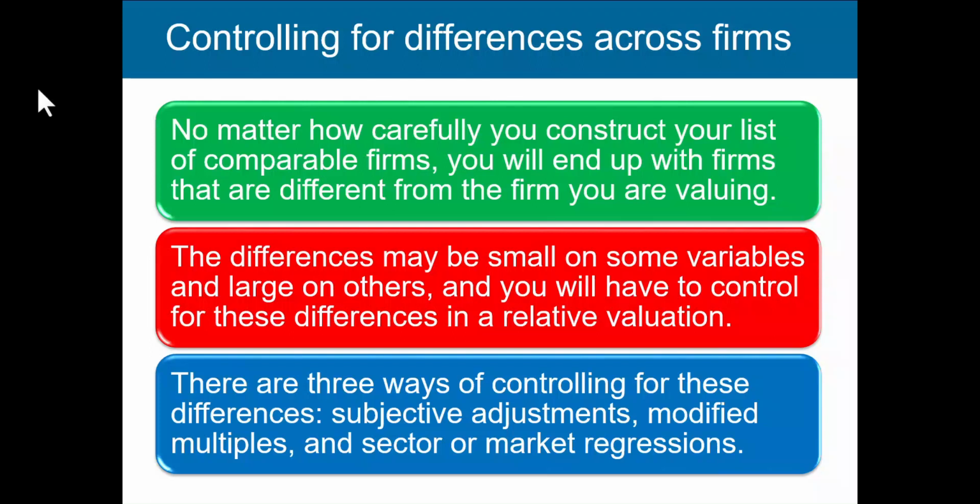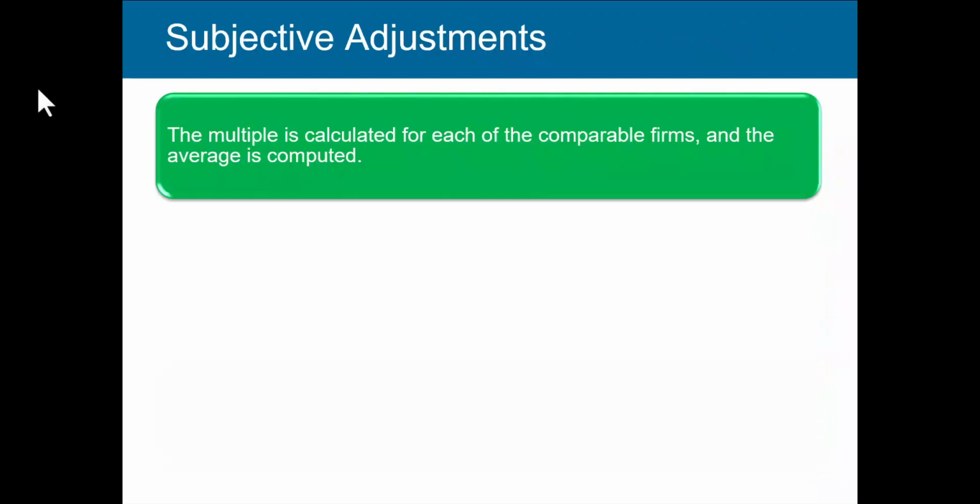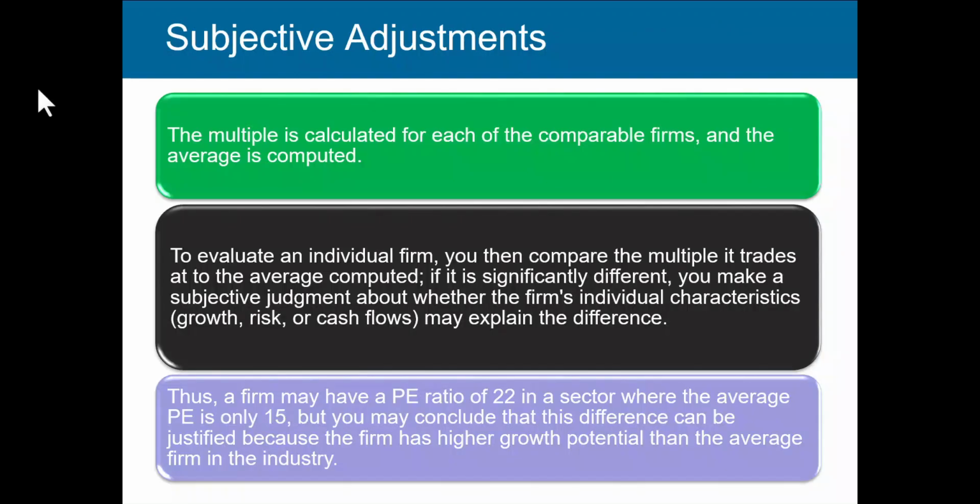Okay, so there are three ways. First is subjective adjustments. Second is modified multiples. You can modify a multiple. A third one is a regression technique. Let's understand one by one. Subjective adjustments. Okay, so we have done that. In your exercise, what you have done, you have calculated the average, the median multiple of all the firms on various valuation multiples.